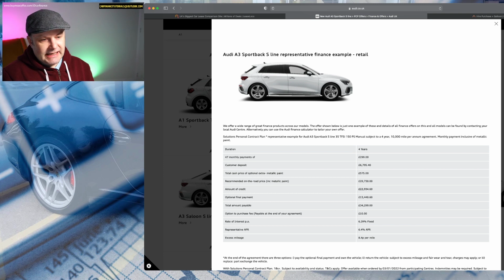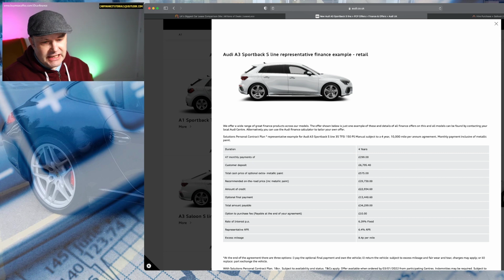And it's basically saying, okay, it's a 4-year agreement and you've got to pay 47 monthly payments of $299. Now, that's the first thing to talk about on a PCP. If you get a quote and you're comparing quotes on PCPs, always make sure that you are comparing apples with apples. Now, this is a 4-year agreement, but look here, it says 47 monthly payments of $299. Why is it not 48?